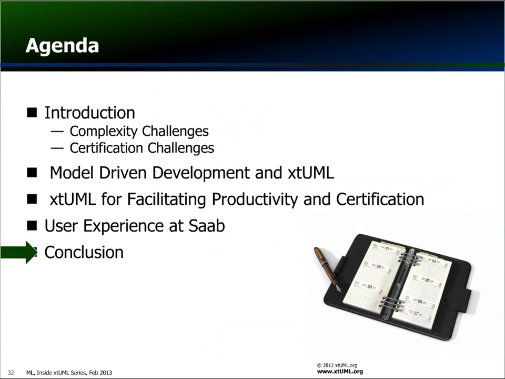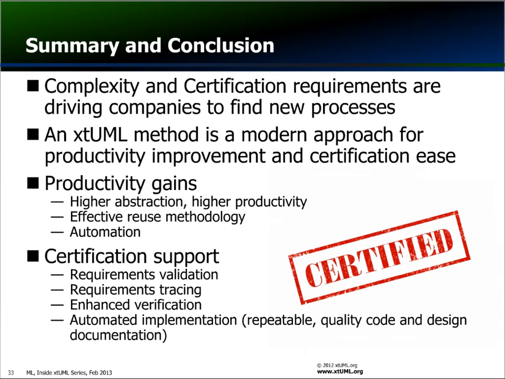So with that, I'd better wrap this presentation up. Complexity and certification requirements are driving companies to find new and improved development processes that are more supportive of both productivity and certification compliance objectives. An xtUML method is a modern approach for productivity improvements that has many features that are useful to ease the certification compliance burden. In terms of productivity gains, xtUML offers higher abstraction and higher productivity, effective reuse, and automation.